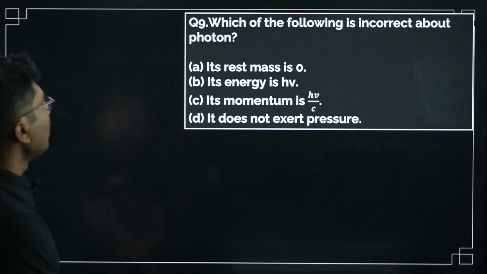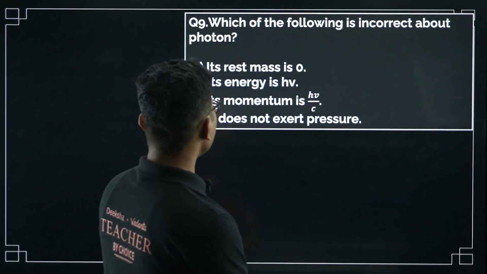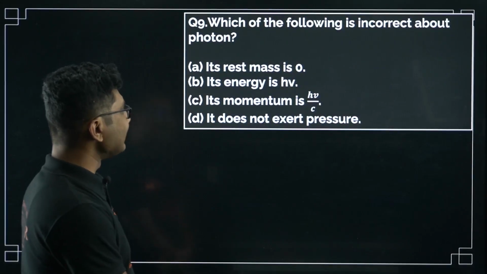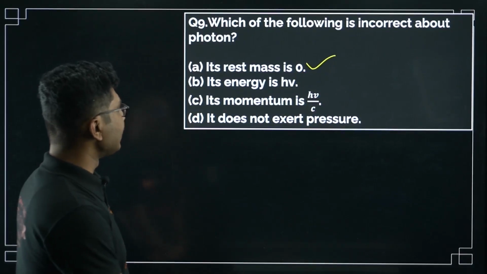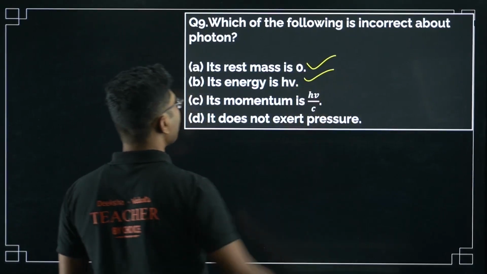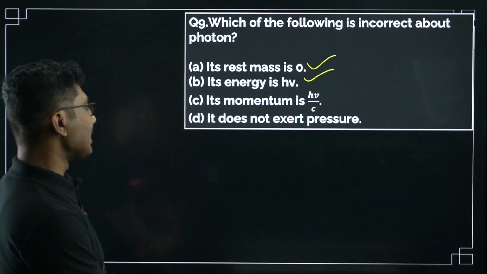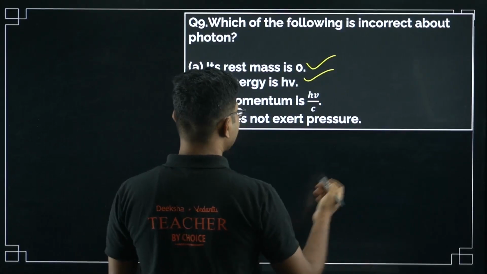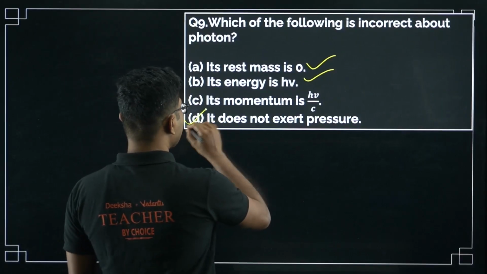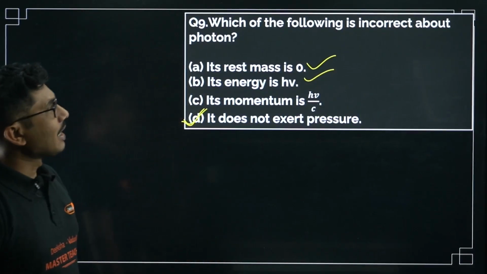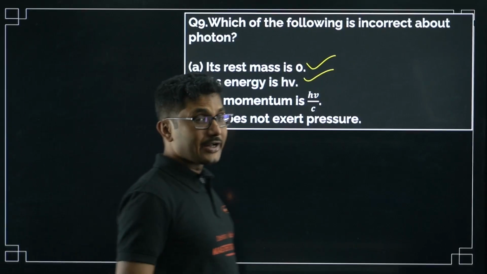Next, which of the following is incorrect about a photon? Its rest mass is 0. Yes, its rest mass is 0. Its energy is h nu. Yes, its energy is h nu. Its momentum is h nu by c. Yes, its momentum is h nu by c. It does not exert pressure. It does exert pressure, so this is not a correct statement. We call it radiation pressure.